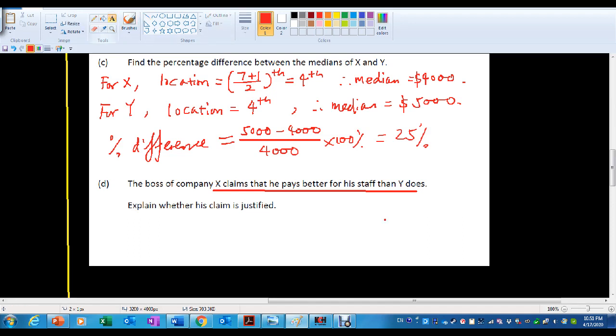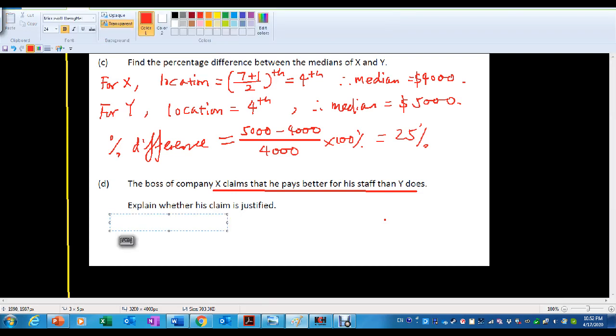Remember, when you explain it, you need to state what statistic you are going to use. Are you going to use mean, or are you going to use median? In this case, you should use median. So you need to explain it.